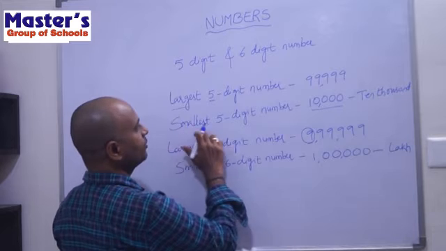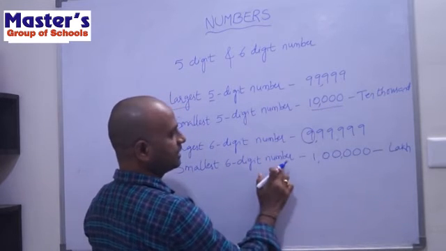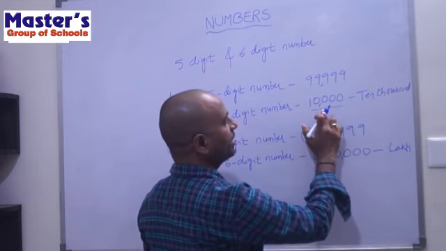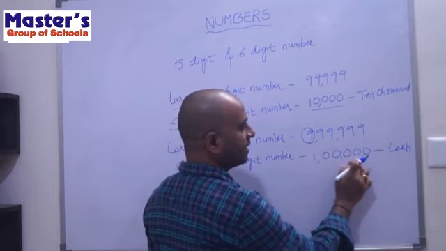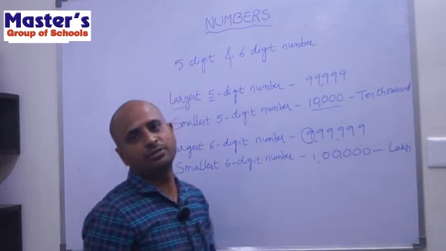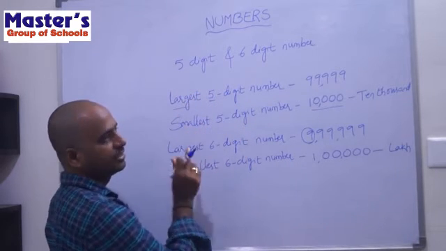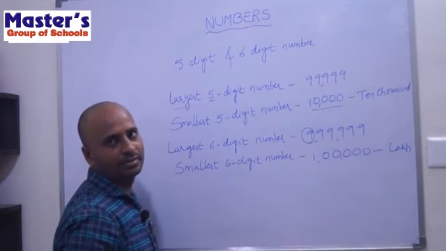So the smallest 5-digit number is 10,000 and the smallest 6-digit number is 1 lakh. 10,000 contains 4 zeros and 1 lakh contains 5 zeros. So these are the 5-digit numbers and 6-digit numbers. This part is completed.